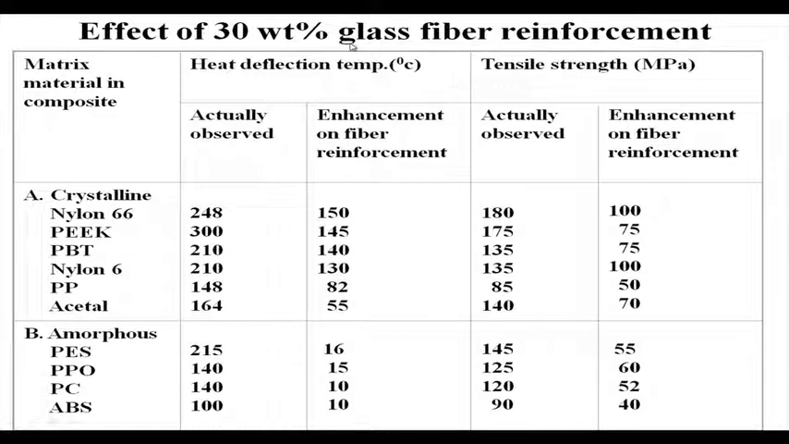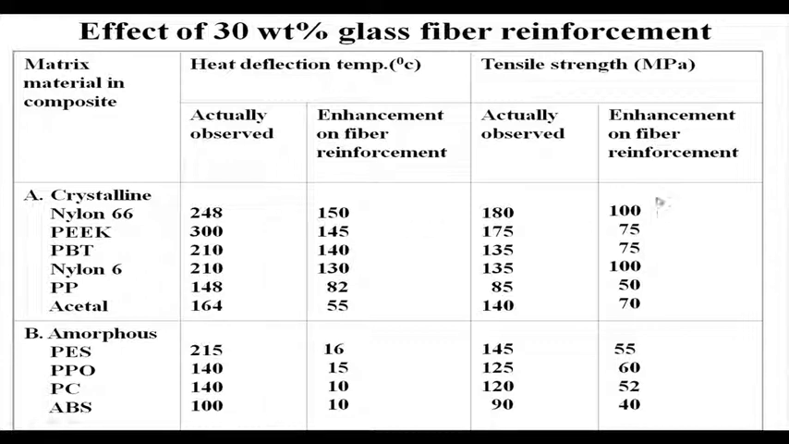This is quite expected, because glass fiber is a polar material having an oxide composition, and nylon 6, polyether ether ketone, polybutylene terephthalate, nylon 66 have such polar linkages. So, this polar-polar interaction makes very good adhesion of this matrix resin with the glass fiber. That is why there is enhancement of heat deflection temperature. Heat deflection temperature means the composite can stand without any dimensional instability up to these temperatures.